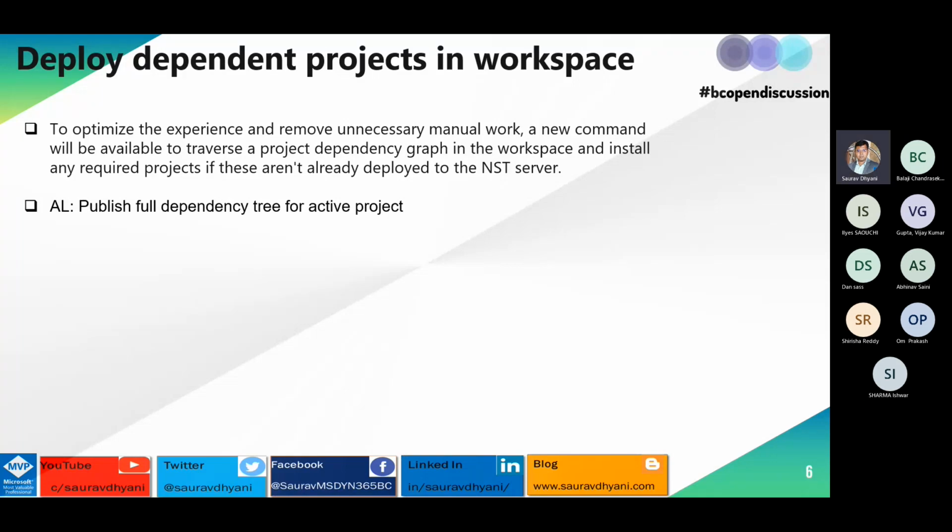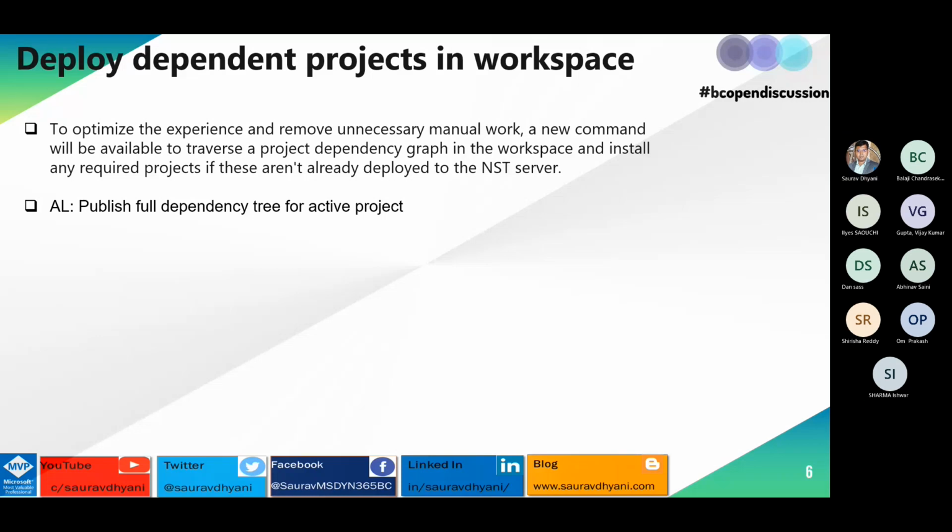So the command is publish full dependency tree for active projects. And then when we discuss the AL-Go command on GitHub next week, we'll also see a dependency tree. I'll have that dependency tree in VS Code.